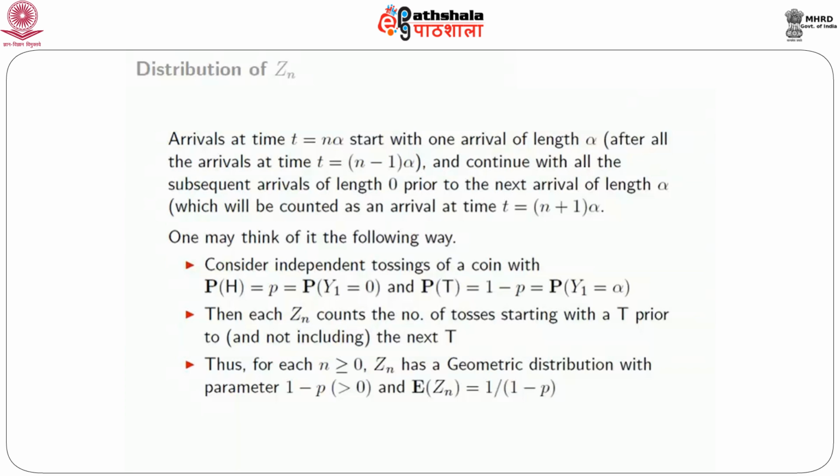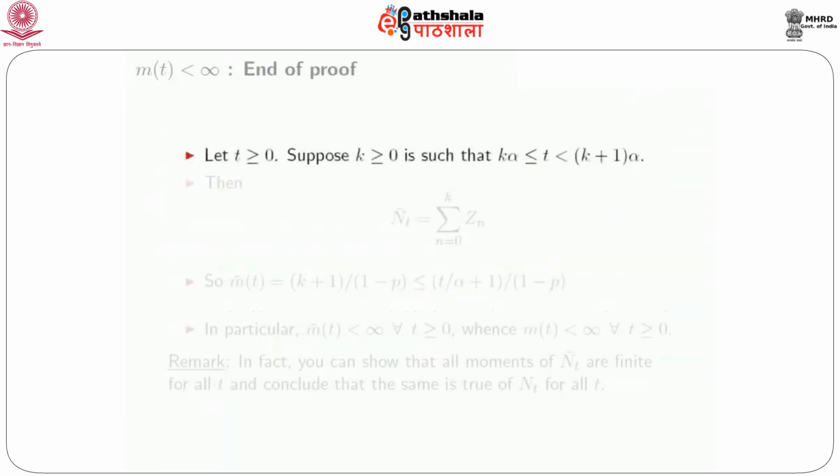So Zn counts the number of tosses, the number of arrivals starting with an arrival of length alpha, interarrival of length alpha, prior to the next interarrival of length alpha. That's exactly what it is. Then you can easily see it is the number of tosses starting with a tail prior to but not including the next tail. Of course, that's a geometric distribution with parameter 1 minus p, and the expected value of this Zn is 1 over 1 minus p. So it's as simple as that.